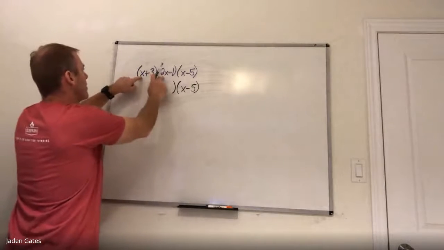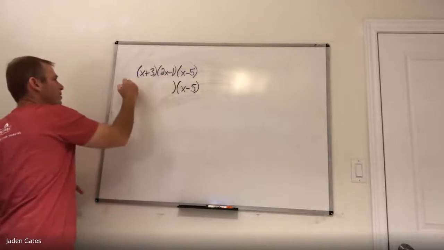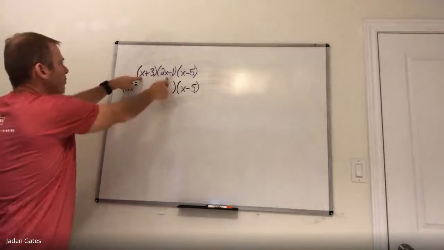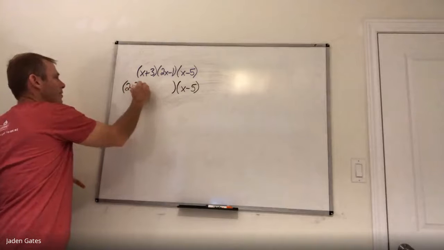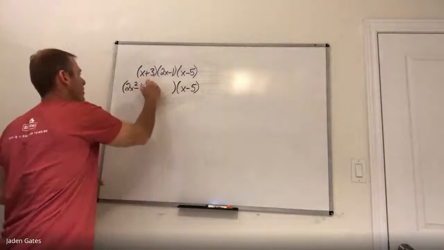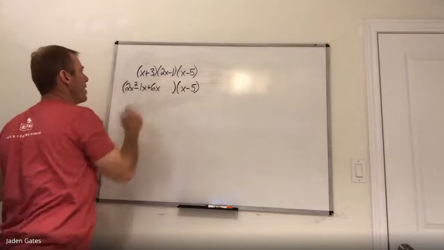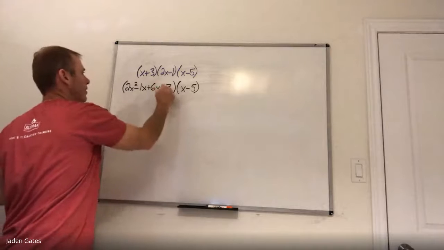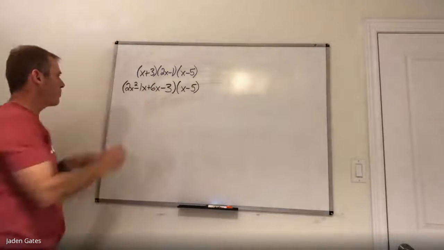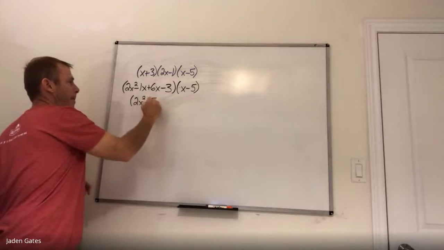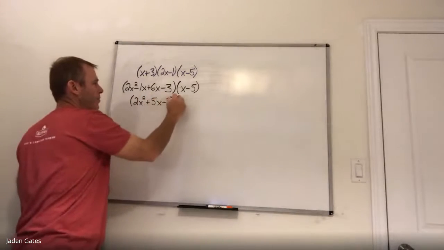First one's x times 2x. I have a 2x squared. X times minus 1, minus 1x. All right, inside ones, 3 times 2x, I have a positive 6x. And then I have a 3 times a minus 1, which is a minus 3. Now I'm going to simplify this polynomial. And so here's where I'm at.